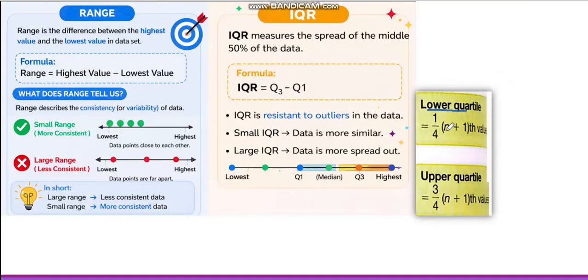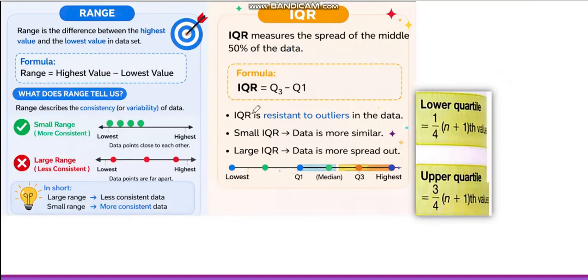So please remember that these 2 formulas do not give us Q3 or Q1. They tell us the position of Q3 and Q1. So at that position, the value will be the Q1 or Q3.